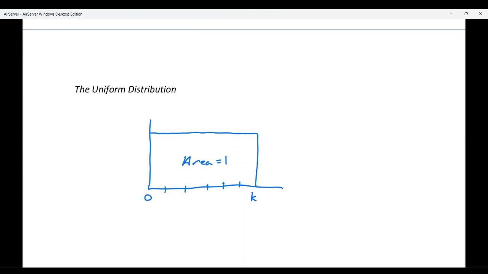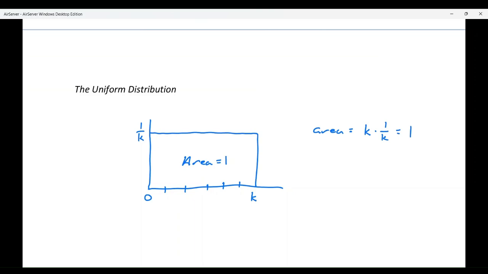So the height then of this rectangle would have to be 1 over k, because we know that the area of a rectangle is length times width, or in this case, you can think of it as base and height. And so if I take k times 1 over k, that would give me an area of 1.